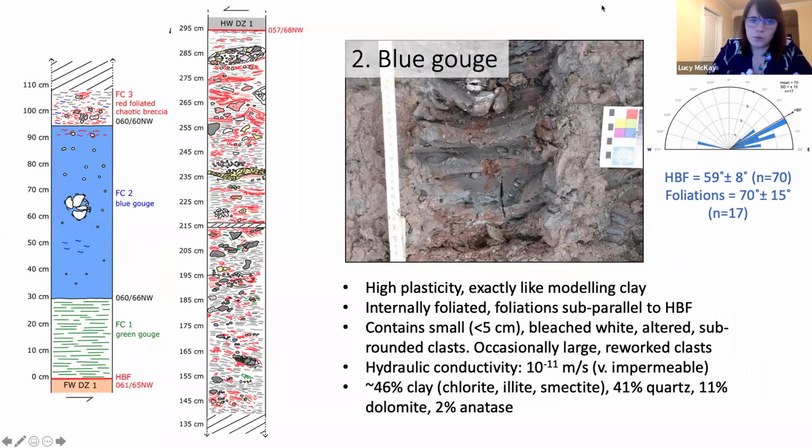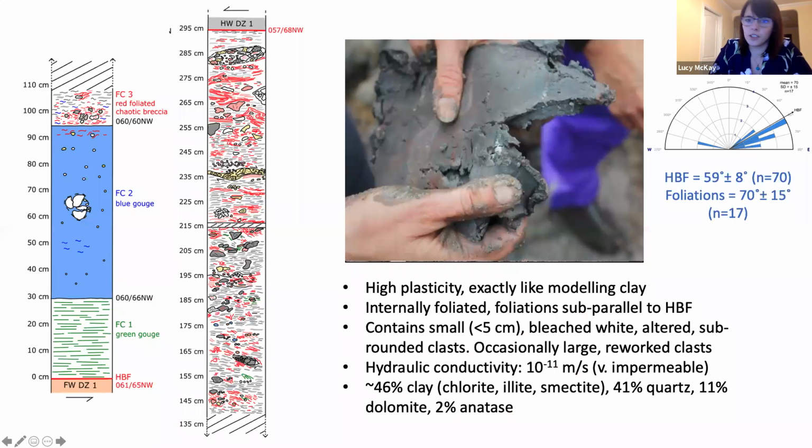Next unit was this blue gouge, which is of high plasticity, and it was exactly like modelling clay, and one of our team even managed to model a fish in the field out of it. It was internally foliated, and the foliations were subparallel to the main plane of the Highland Boundary Fault, and in the field it contained small bleached white clasts, and occasionally the clast was a bit larger, as you can see on the log to the left.